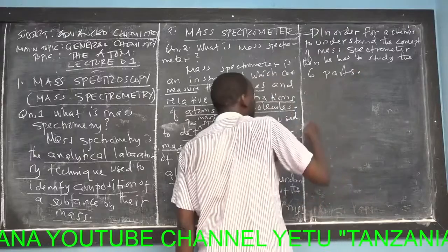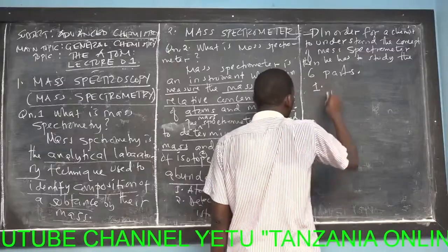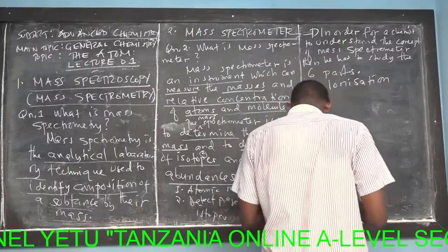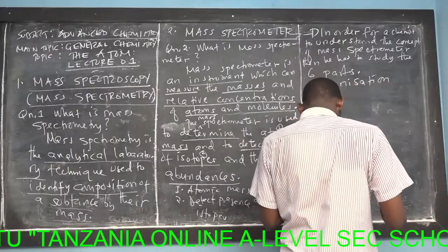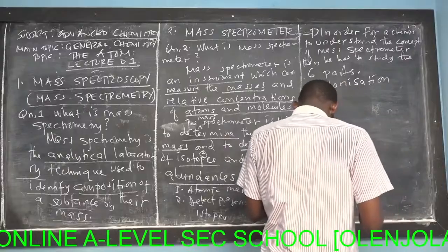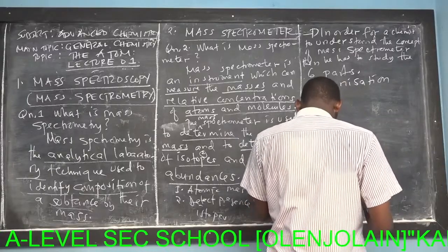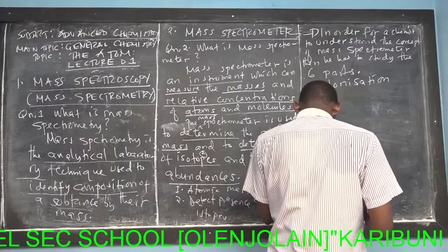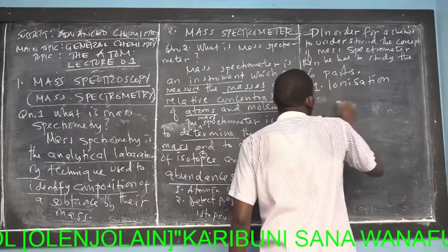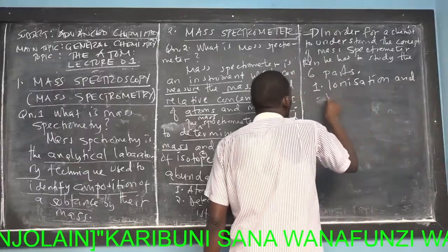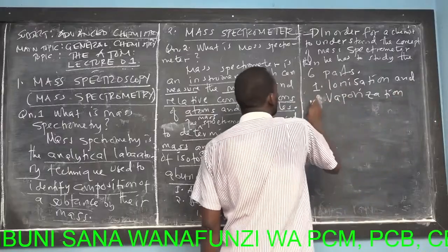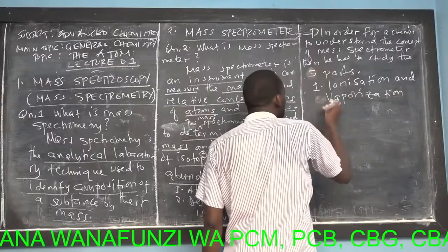The first part you have to study, we call it ionization. The second one we call it vaporization. Ionization and vaporization. However, the process of vaporization has to start first.